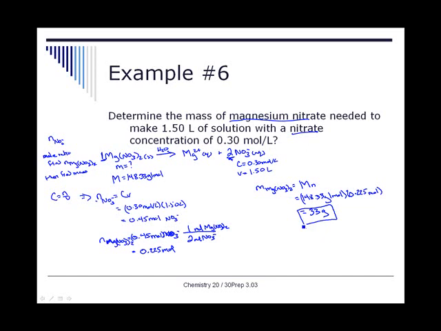So make sure you get that balanced dissociation equation, and then from there make a little plan and then just follow your steps.